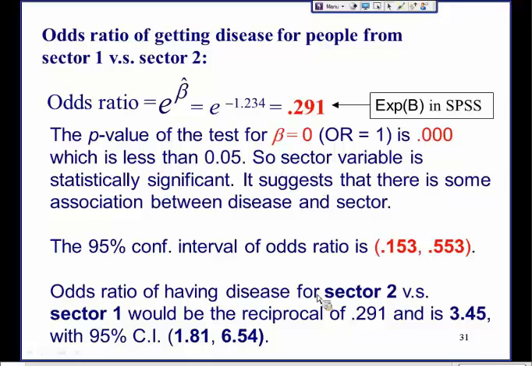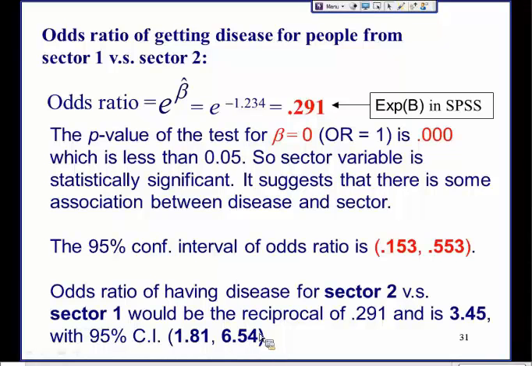Now, what if I want to find the odds ratio for getting the disease for sector 2 versus sector 1? For the odds ratio itself, you take the reciprocal. How about for the confidence interval? You just take the reciprocal of these two numbers and switch the position. You get the confidence interval estimate for it. So you get 1.81 and 6.54, and I think you saw that earlier in the previous slide.